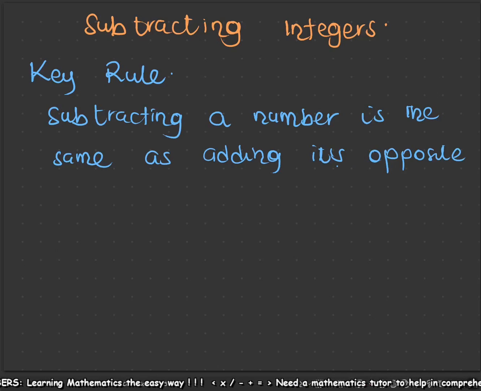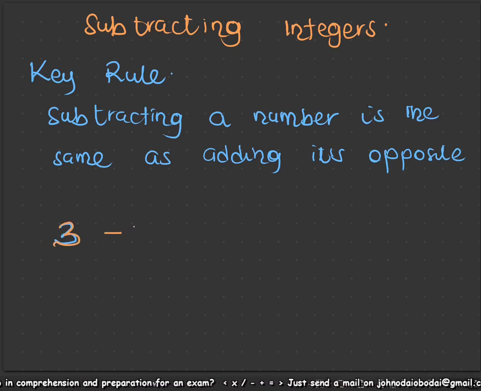When you want to subtract a number, it is just the same as adding its opposite. So when we talk of opposite, what do we mean by the opposite? For instance, the opposite of a positive integer is a negative integer. So if you take 3, the opposite of 3 is negative 3.